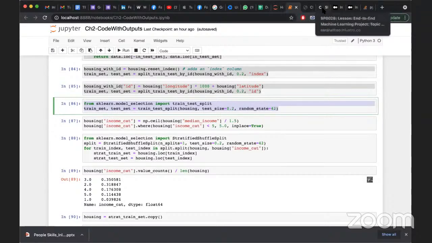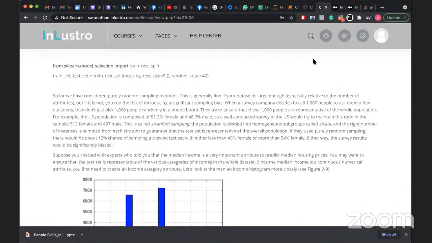Once we have done that, right? So far we see that we have done only purely random sampling methods. So this is fine if the data set is large enough, right, relative to the number of attributes. But if the data set is not as large as the number of attributes, you risk introducing a significant sampling bias. So for example, when a company decides to call 1,000 people to ask them a few questions, they don't just pick 1,000 people randomly. They ensure that the 1,000 people are representative of the entire population.